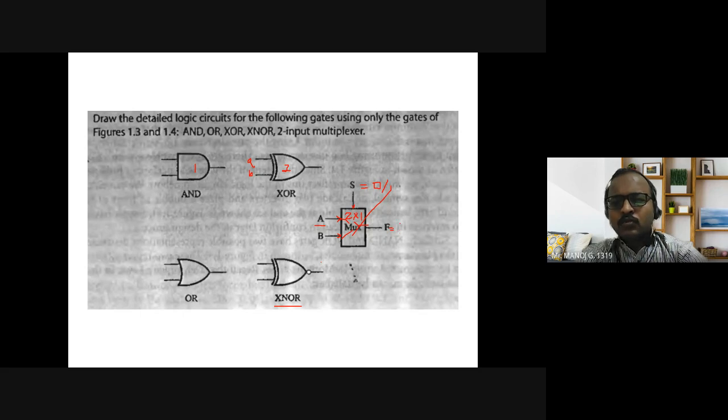So the expression for this mux is given to be A S bar, because this is given the input 0, plus the second one is B S. So this is the expression for a 2 cross 1 mux. There are 3 inputs: one is the select line, the other 2 are the inputs.